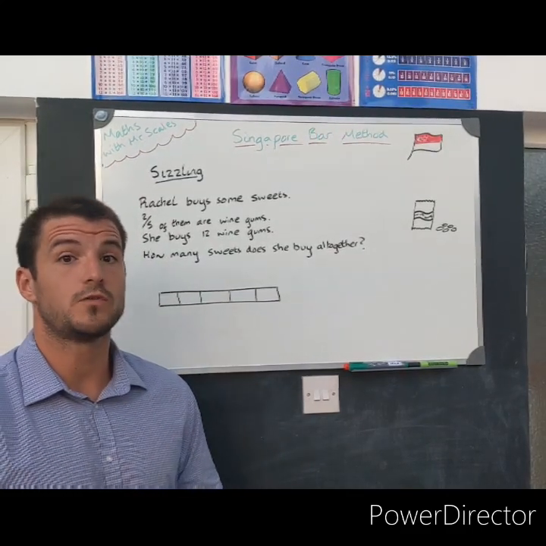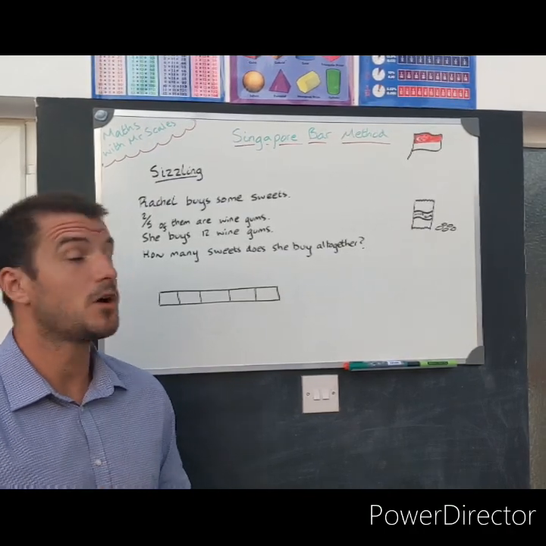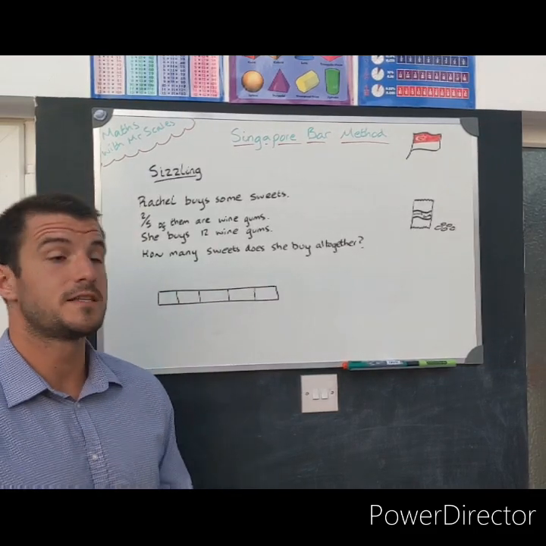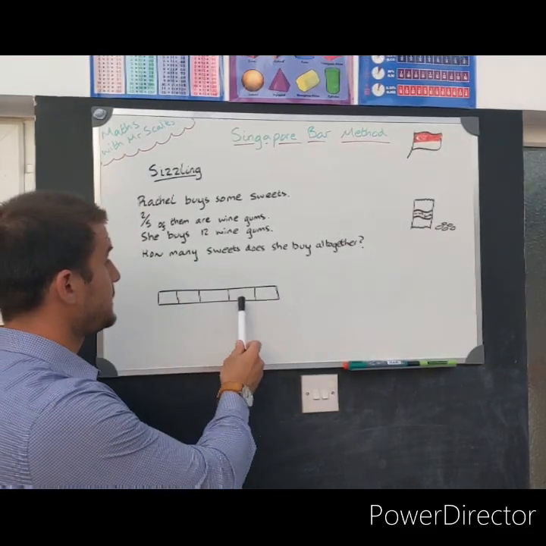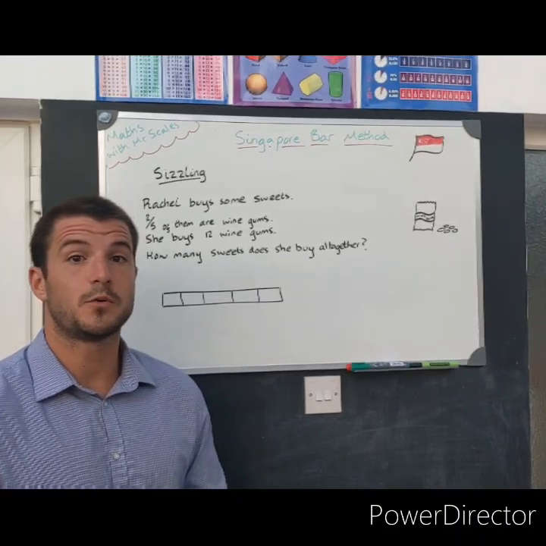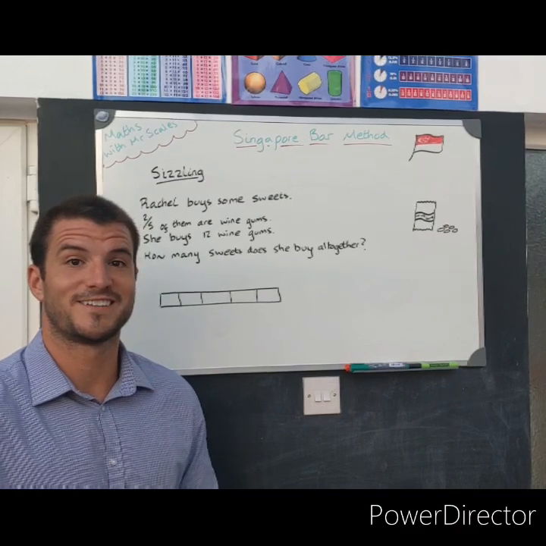I want you to try and solve this using the Singapore bar method that you've just learned. Your starting point will be thinking about the fraction you've been given, which is fifths, so your bar is going to be divided into 5 sections. Use the Singapore bar, use what you know, and think about the example we just did. Good luck.